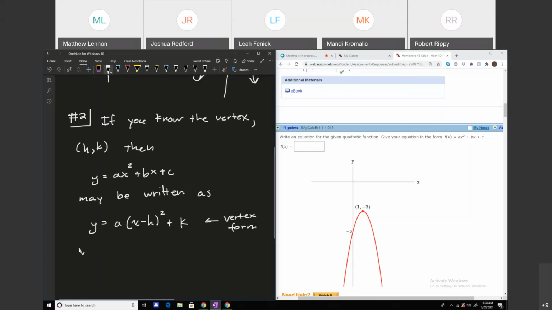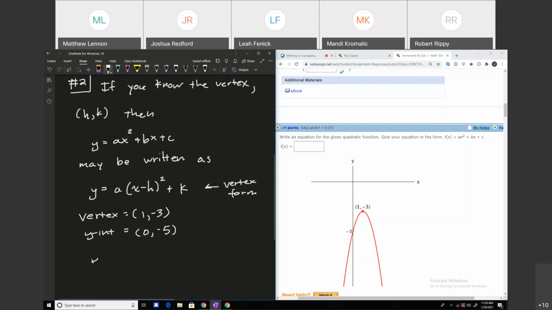So let's say vertex 1, negative 3 in my example, and y-intercept of 0, minus 5 would look like y equals, okay, so it would be a times x minus 1 quantity squared. Oh, that's not the vertex. This is plus some. Is it the vertex? I can't remember. There's a problem here.